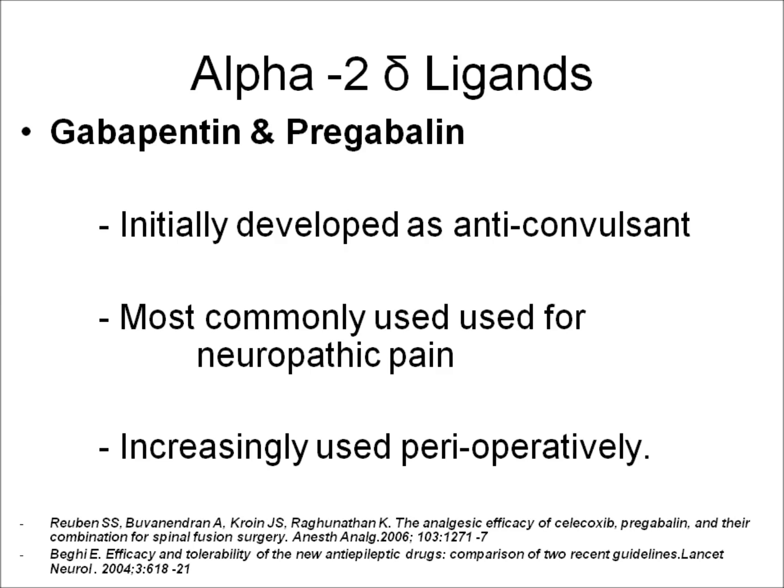The alpha-2 ligands were initially developed as anticonvulsive agents. The first drug in this group was gabapentin. We now have a new drug in this group called pregabalin. These drugs are most commonly used for neuropathic or chronic pain. However, there is increasing usage in the perioperative period for the management of acute pain.